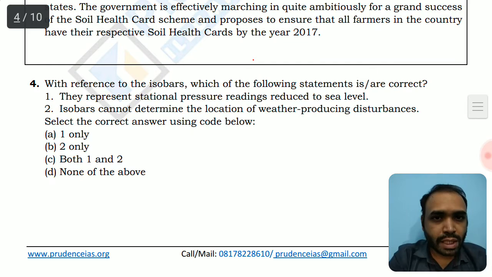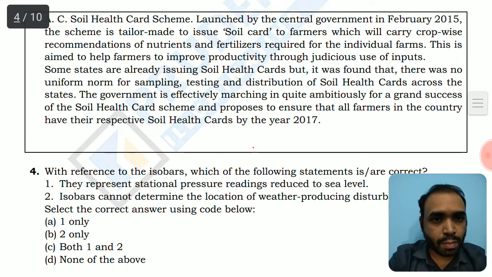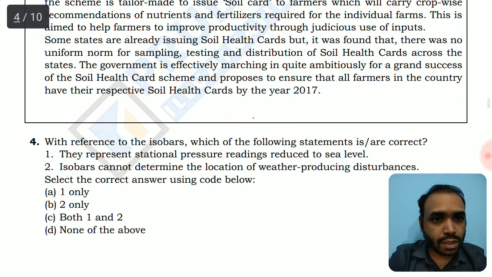The fourth question is with reference to isobars. Iso means uniform, and bar refers to the pressure unit. So isobars are lines or areas having similar pressure. Which of the following statements is or are correct?